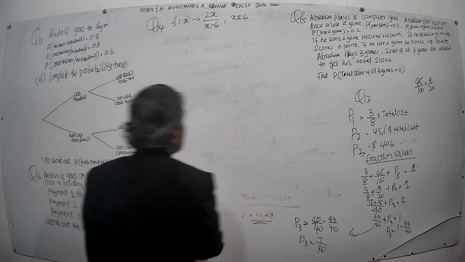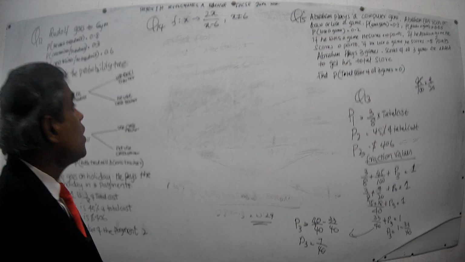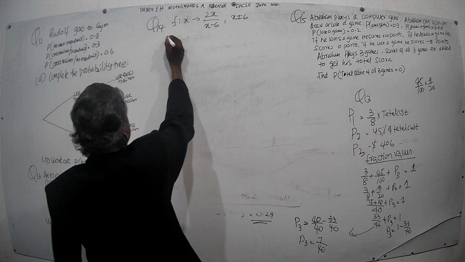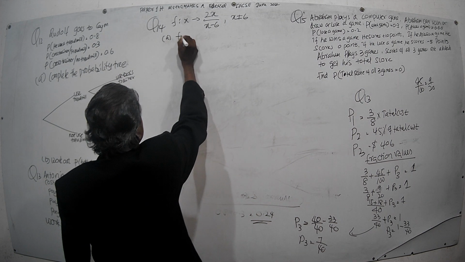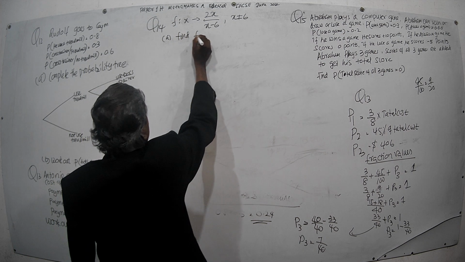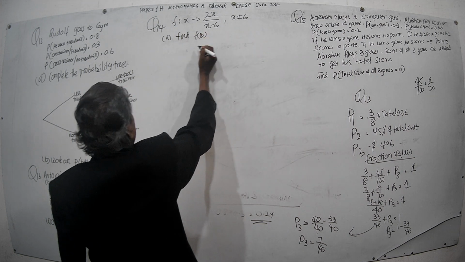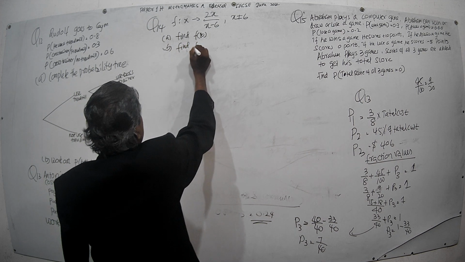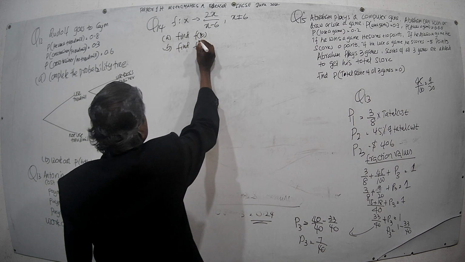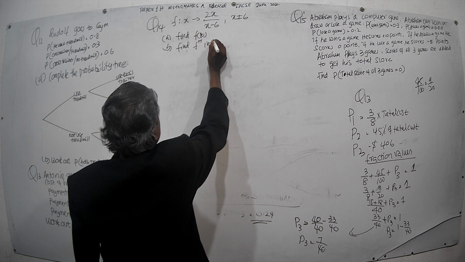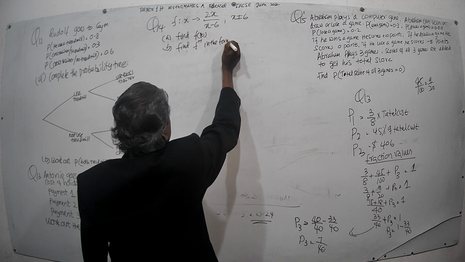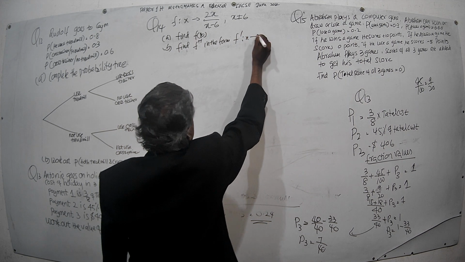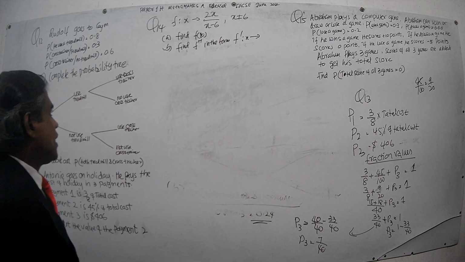Okay. Now, here they have given, oh my goodness. Part A is find F10. The other one is B, find F inverse in the form F inverse x like this. Okay. Then write first one A.